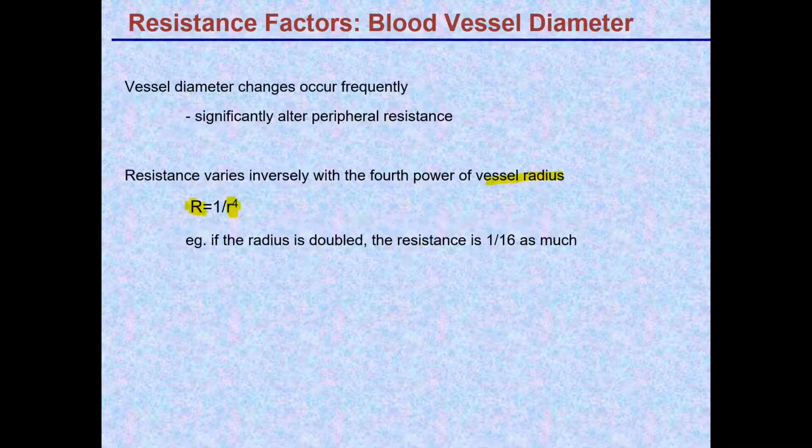And the relationship is that resistance is proportional to 1 over the fourth power of the radius. Just as an example, if the radius is doubled, because of this 1 over r to the fourth relationship, the resistance is reduced by a factor of 16, so it's only 1/16 if the radius gets doubled. So it's a very responsive system.